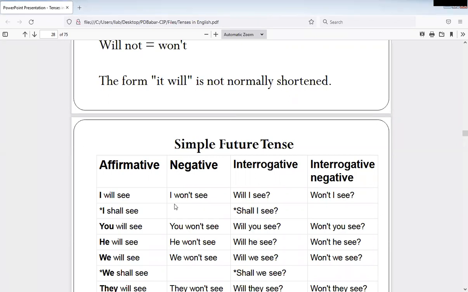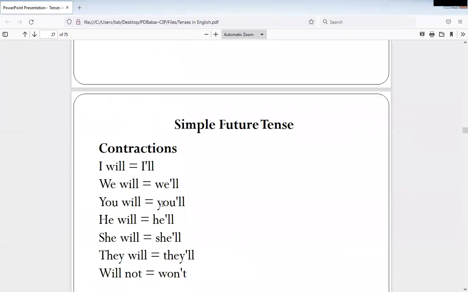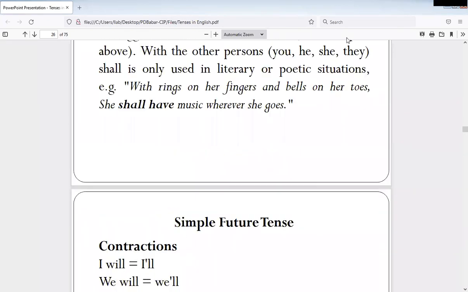So from last few lectures, we are discussing the tenses in English. Tenses means the structures that we use for the formation of sentences in English language. In Marathi, we are calling it as काळाचे प्रकार. So types of tenses.